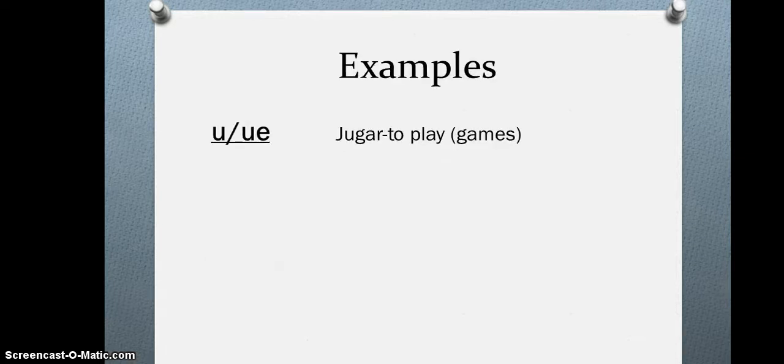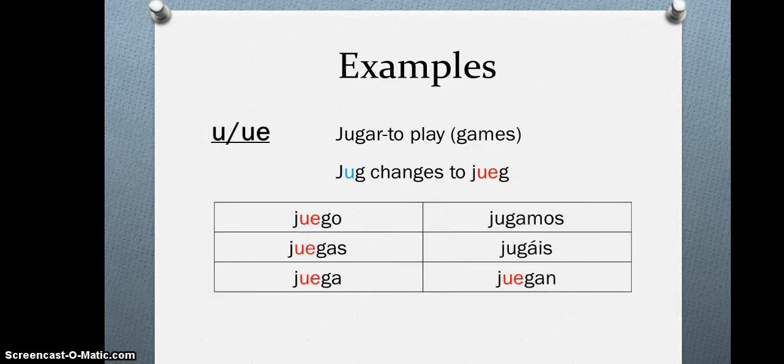Our other example is U to UE. That's a stem changer, and we do jugar, typically to play in terms of playing games, not to play an instrument, to play games or to play a sport. Jug is your original stem, but we're going to take that U out, and we're going to replace it with UE, so your new stem is pronounced jueg. And so jugar goes this way. Juego, juegas, juega, jugamos, jugáis, juegan.